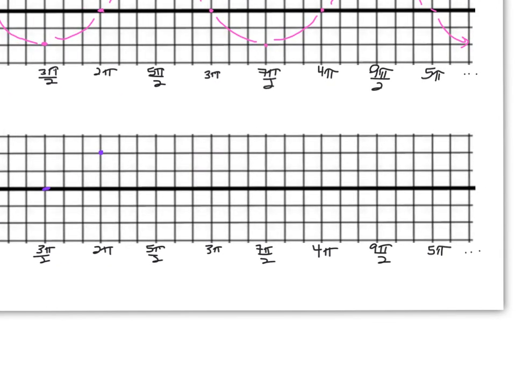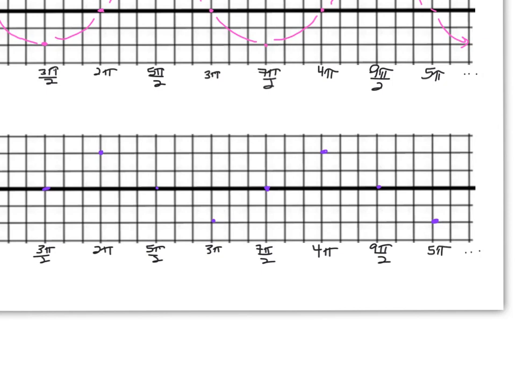At 5 pi over 2, we're back at 0. 3 pi down to negative 1. 7 pi over 2 back to 0. It's kind of calming just to connect these dots. 4 pi will go back up to 1, 9 pi over 2 back to 0, and then as far as we can get to the right at 5 pi, we'll be down at negative 1.